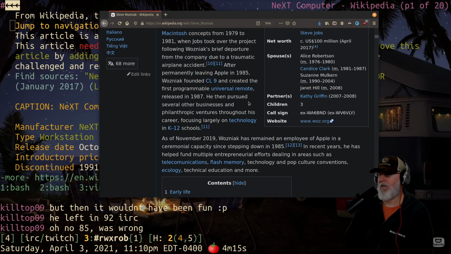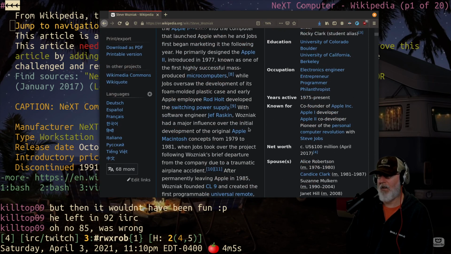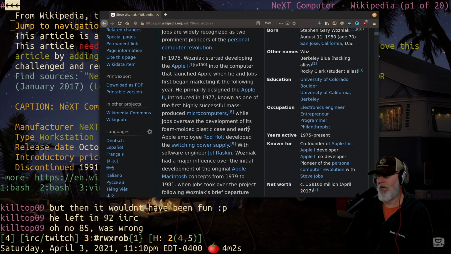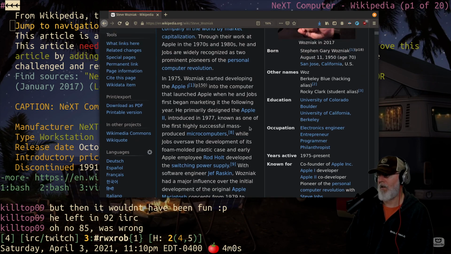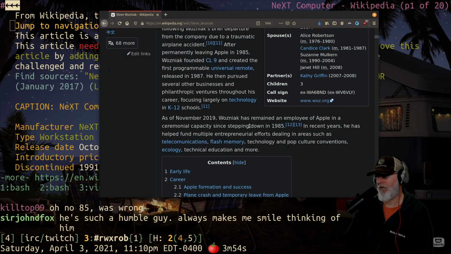Yeah, so he wasn't involved. He wasn't involved with Next at all. All right. Well, there you go. There's your answer. So the answer is there was no Woz involved in Next at all. He was never a Unix guy. I mean, he knew a lot of things. He's more of a hardware guy anyway. So there you go. He always made me smile. He's fantastic. I love him. Very humble.